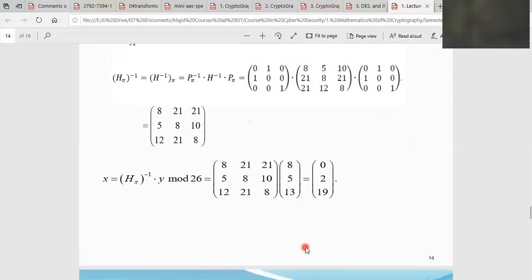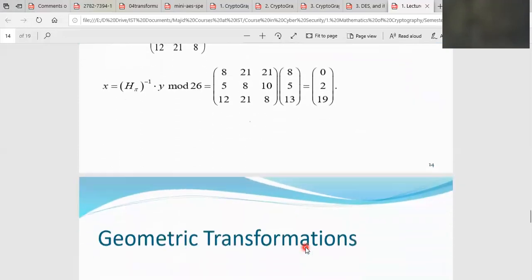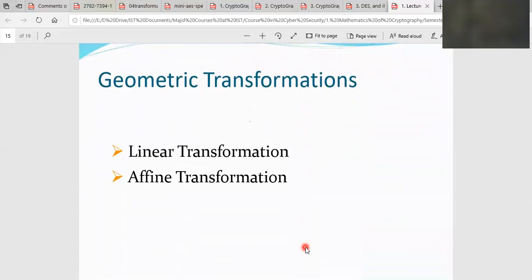In the next part, we will show some geometric transformations. So why do we need an affine transformation instead of the Hill cipher? Let us take these two very famous transformations, and see how to relate this Hill cipher with some geometry. There are basically two types of basic geometries that are quite useful in cryptographic applications. One is linear transformation, and the second one is affine transformation.